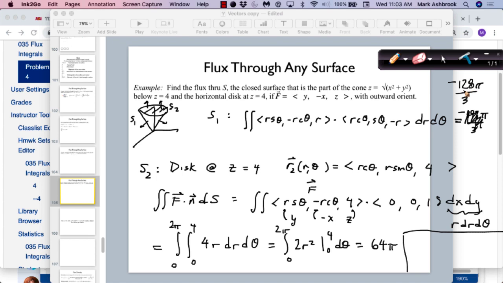That's 2/3 of this. That's half. So then I think this is right. We're going to find out later in class. So I think it's this, which is, so what's 192 minus 128? Is that another 64? So is it 64 pi over 3? I'm pretty sure that's right.